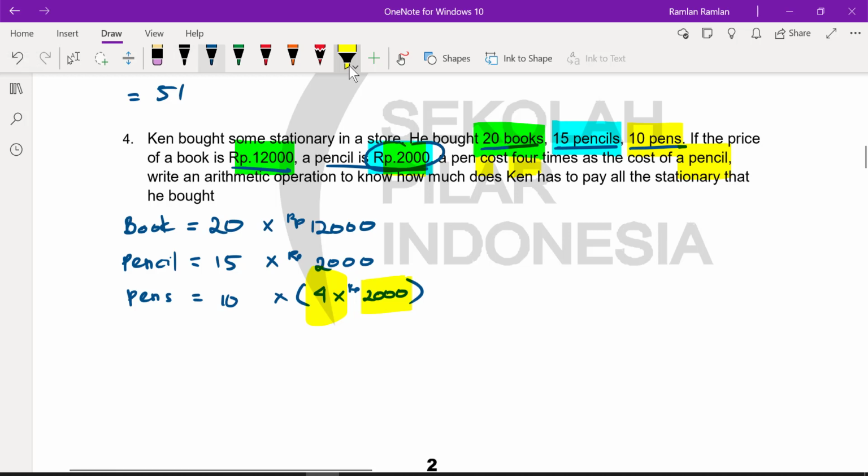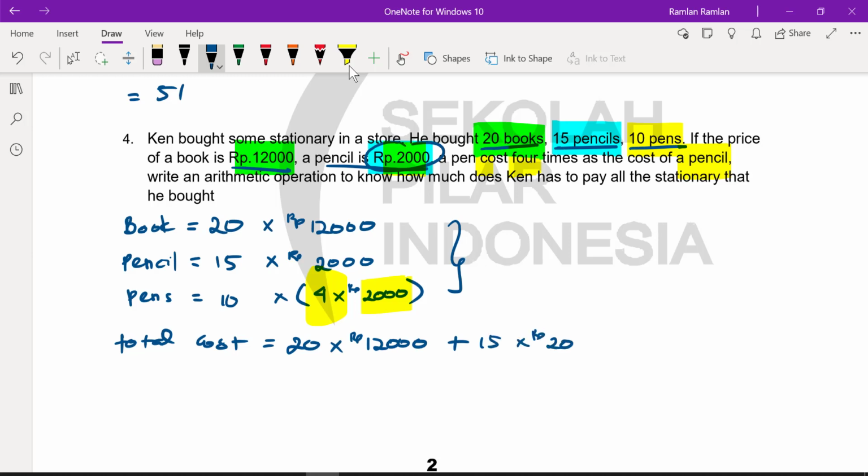So if I want to write this down in one line, the total price or the total cost is just equal to 20 times 12,000, right? And then add that with 15 times 2,000, and then add them with 10 times 4 times 2,000. Okay, then again, guys, if you don't want to write it down like this, that's fine, no problem.